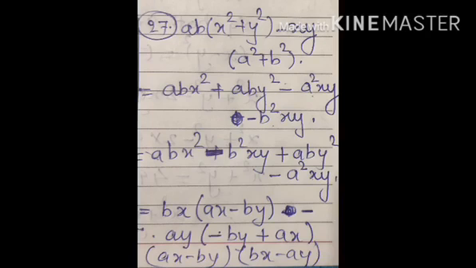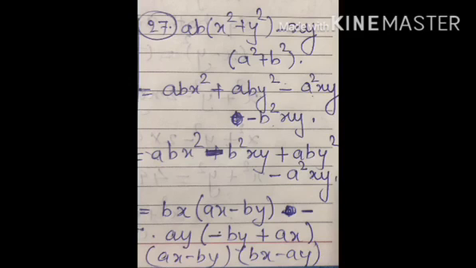Now question number 27. The question is ab bracket x square plus y square bracket close minus xy bracket a square plus b square. This question is a little tricky. First we multiply ab with x square plus y square. We get ab x square plus ab y square, and minus xy multiplied with a square plus b square. So this is minus a square xy minus b square xy.